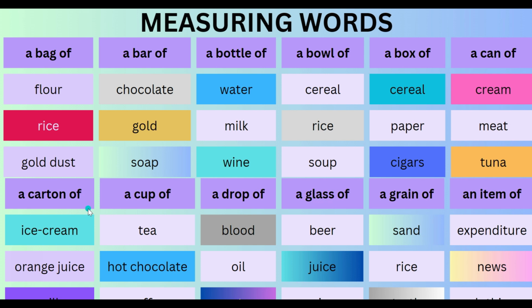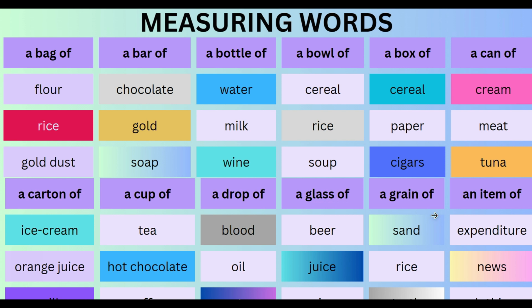Like these things which are kept in cartons, we say a carton of ice cream, a carton of orange juice, a carton of grape juice, a carton of milk, so on. A cup of, things which we place in cups, like a cup of tea, a cup of hot chocolate, a cup of coffee. A drop of blood, a drop of oil, a drop of water, a drop of sweat. A glass of beer, a glass of juice, a glass of wine.